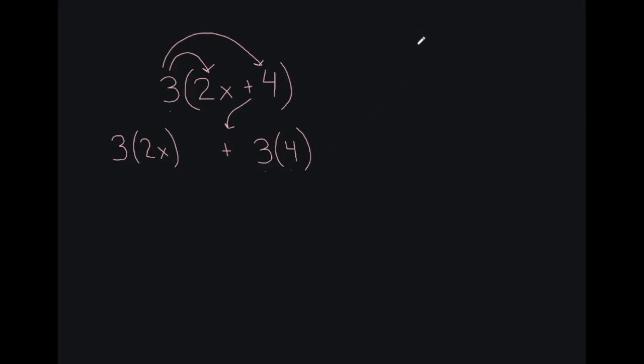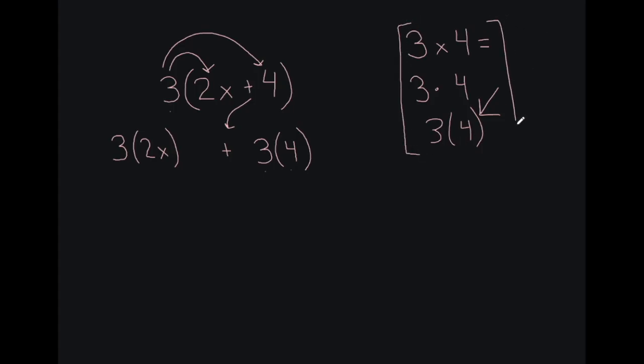Let's see all the other ways we could also write 3 times 4. 3 times 4 can look like this. It can look like this when we use our dot, or it can look like this. Sometimes as we get into algebra, it's easier to write it like this because when we start getting x's in our problems, we do not want to confuse an x with a multiplication sign. So that is why sometimes they look a little different. Okay, back to our problem.